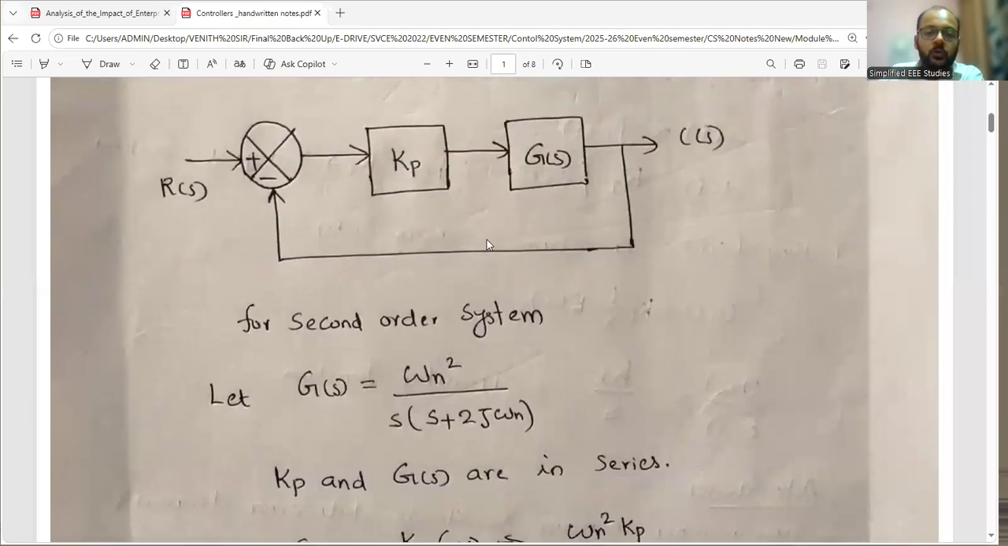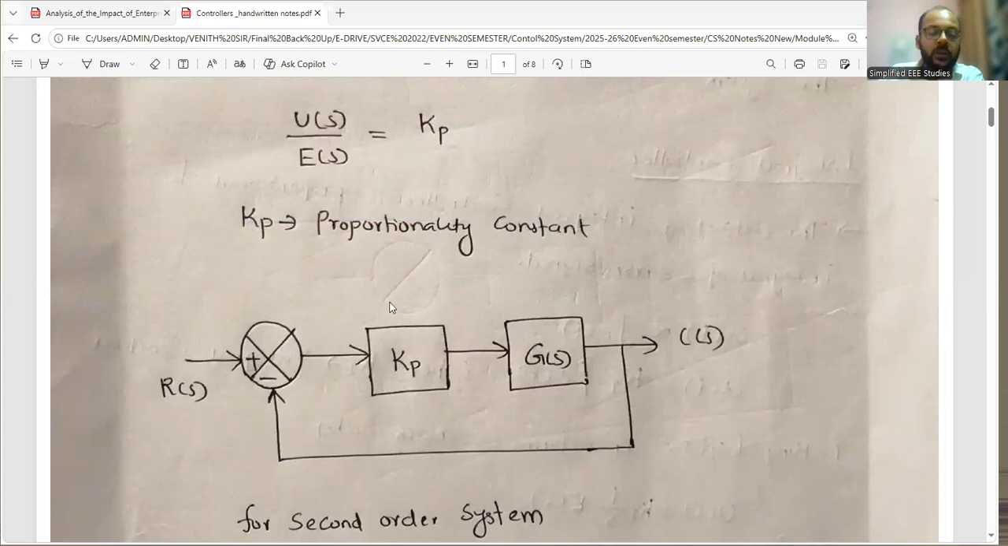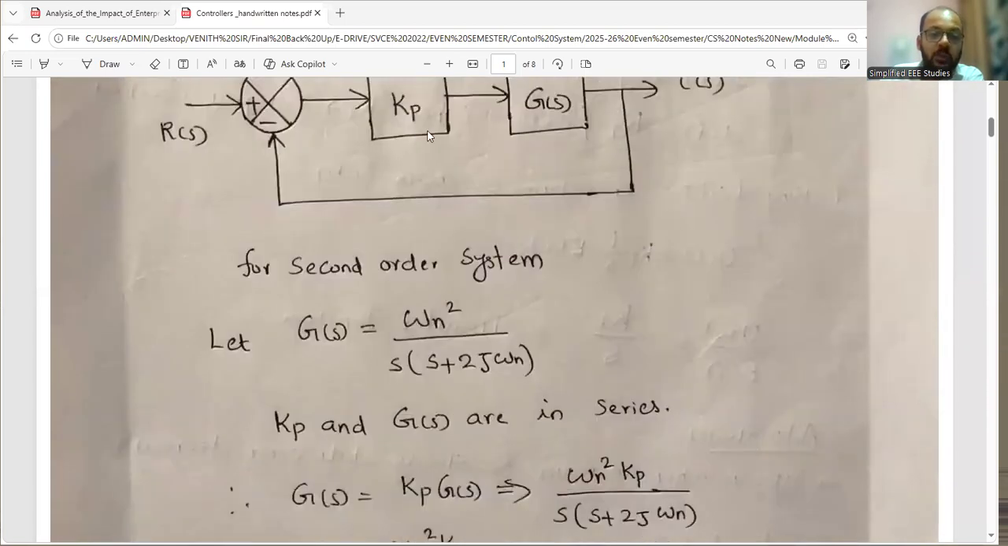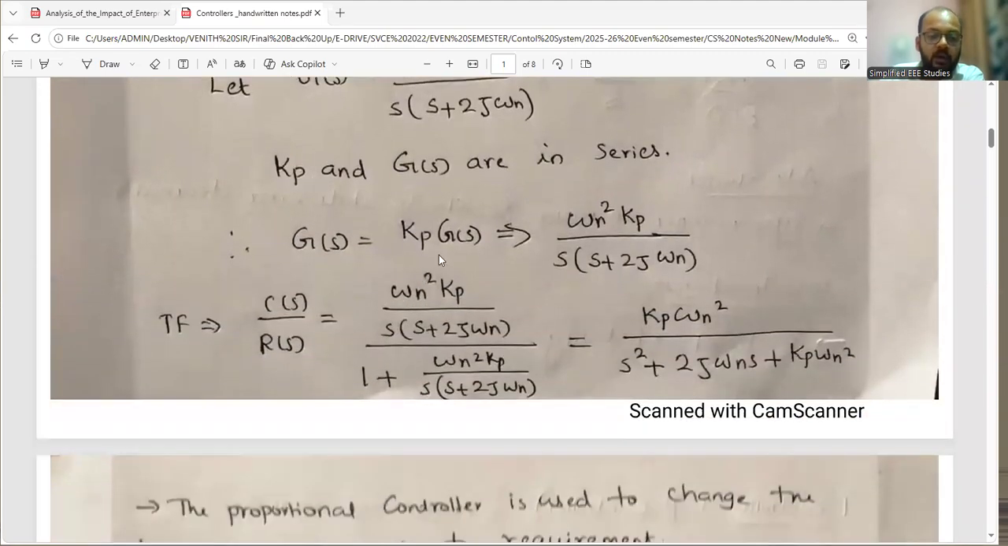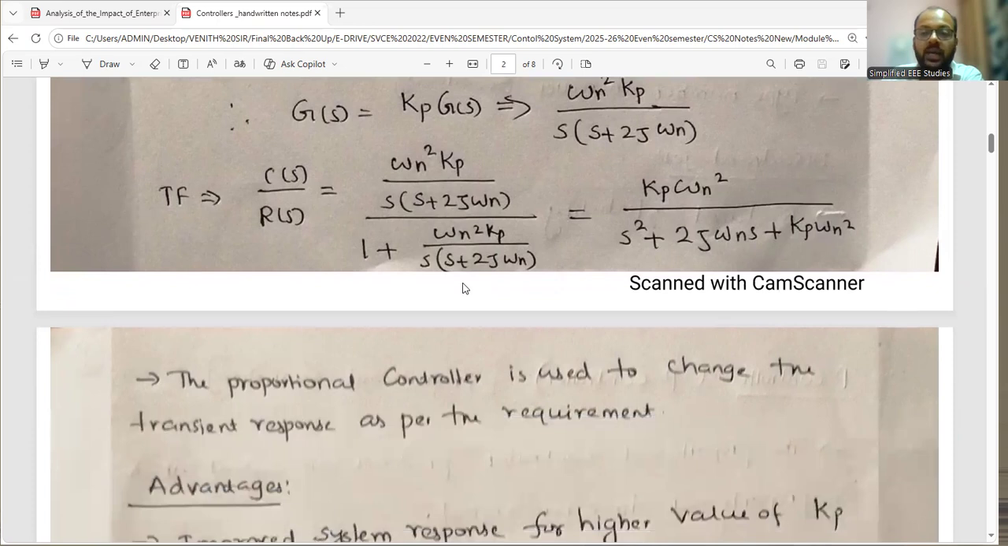Now you know how to convert this unity feedback closed loop control system into a transfer function: G of S divided by 1 plus G of S H of S, where H of S is equal to unity. Now G of S becomes Kp into G of S, which is nothing but omega n square Kp by S into S plus 2 zeta omega n. So we can write G of S by 1 plus G of S, H of S being unity because it's a unity feedback control system. By simplifying, I'll be getting Kp omega n square by S square plus 2 zeta omega n S plus Kp into omega n square. This is actually the transfer function of the P controller.